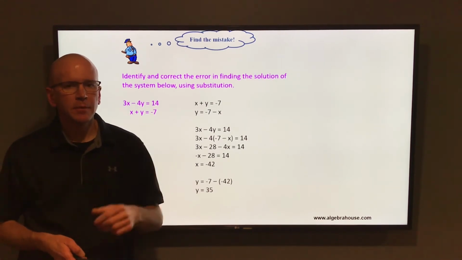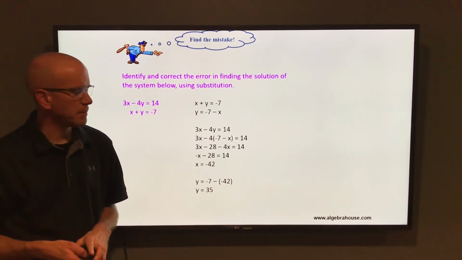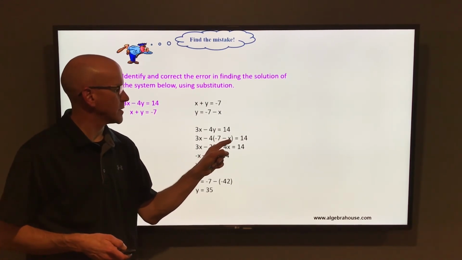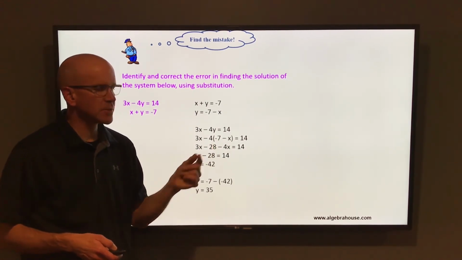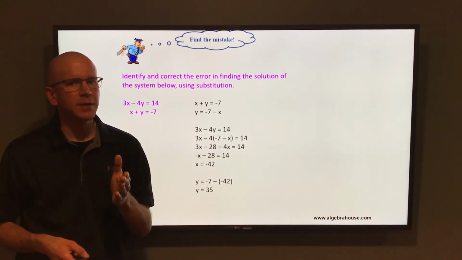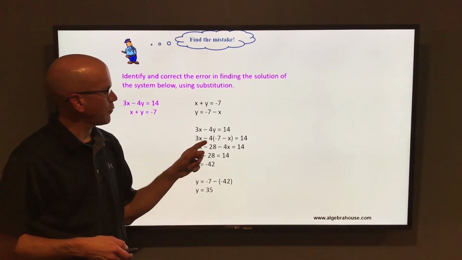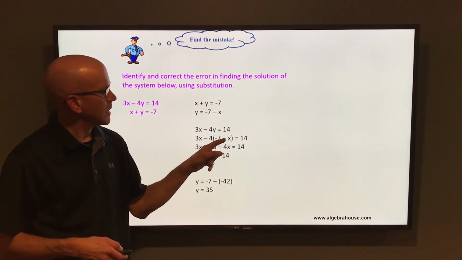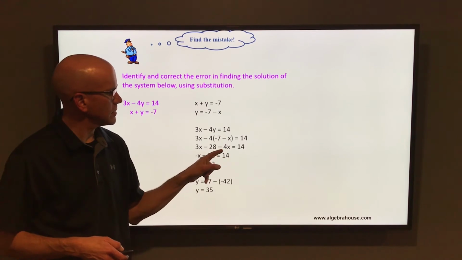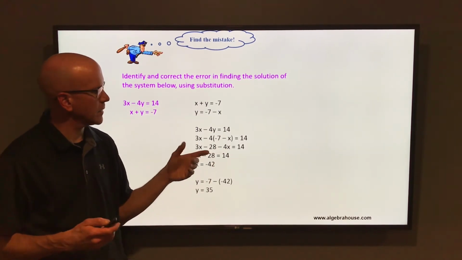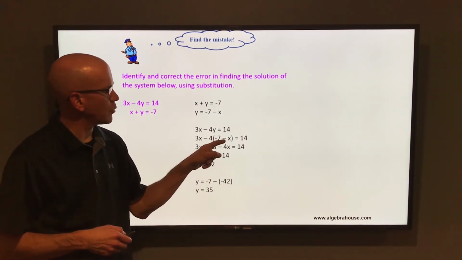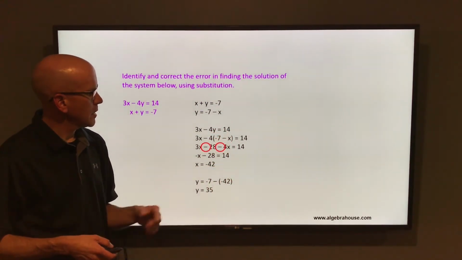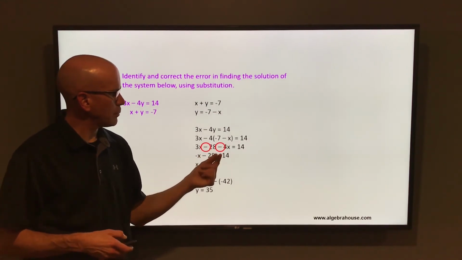Now I think he'll be happy once we get through this next step. On this next step, 3x minus 4 times -7 minus x equals 14. Going to use the distributive property. Watch your signs. -4 times -7 should be a +28. And -4 times -x, that should be a +4x. So whoever did this did not distribute the negative sign through with the 4. So that is the mistake. Should be a +28 and a +4x.